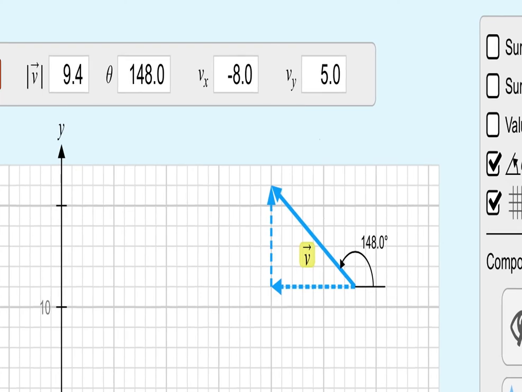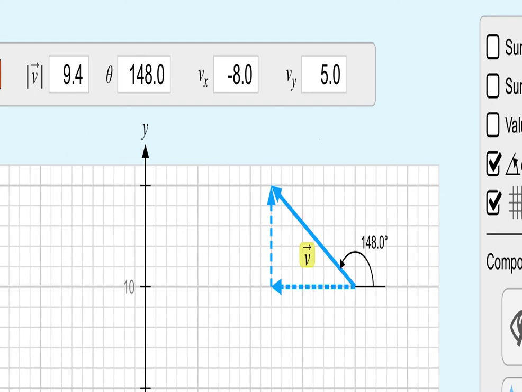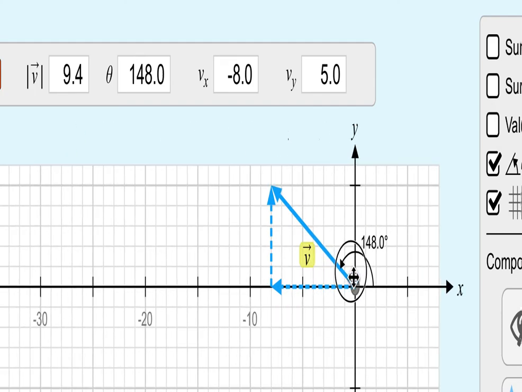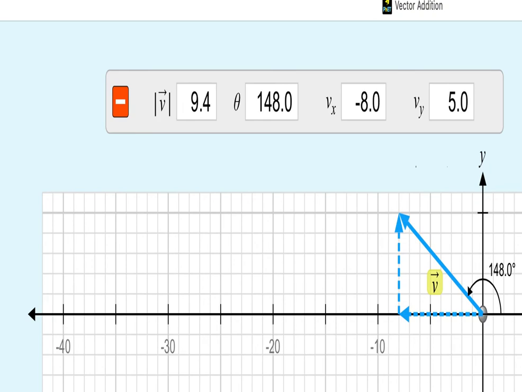For the magnitude of this vector, you just have to use the Pythagorean theorem like before. It would be the square root of 8 squared plus 5 squared. That should give you 9.4. The direction, though, that one might be a little tricky. If I put the origin here, this vector is in the second quadrant. This axis points at 180 degrees, and this one points at 90 degrees. So the angle that you want should be between 90 and 180.